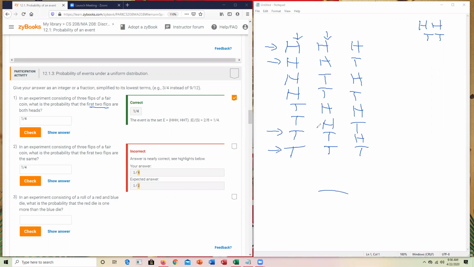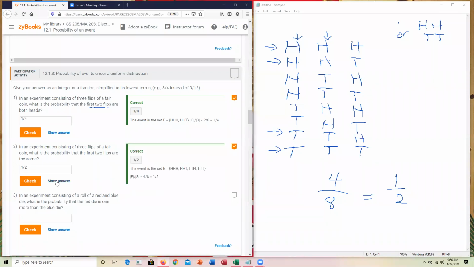In this instance, there are 8 possible outcomes. How many arrows match the criteria is 4. 4/8 is 1/2. That's where the difference was. The first two flips are the same. So I was looking at the first and second column either being head, head, or tail, tail. So 4/8 simplifying to 1/2. Let me correct my issue there. 1/2, check it, and we're good there.